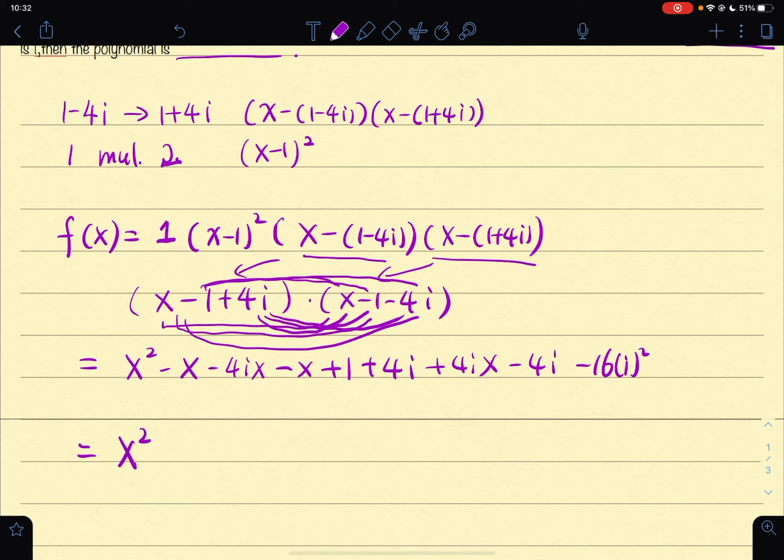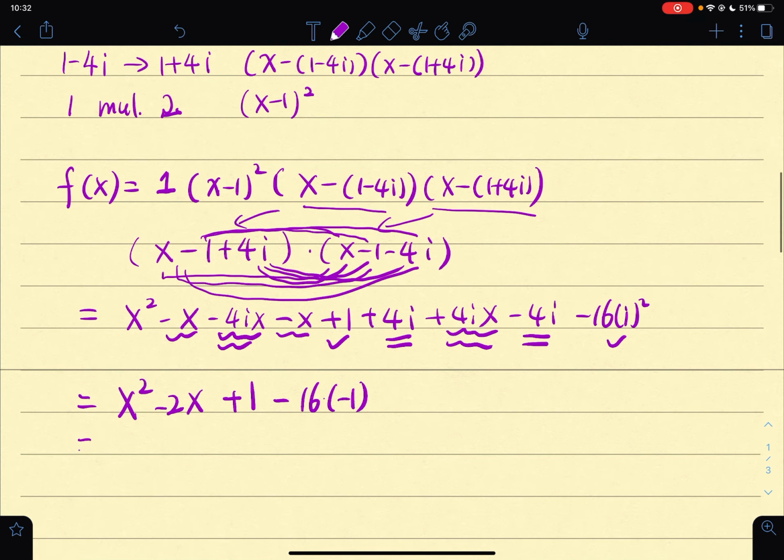So you end up with x squared. Those two terms are going to cancel out perfectly, and those two terms are going to cancel out perfectly. So you have plus 1, and you have minus 16 times i squared. Sorry, i squared is negative 1. So you end up with x squared minus 2x plus 1 plus 16, which is x squared minus 2x plus 17.